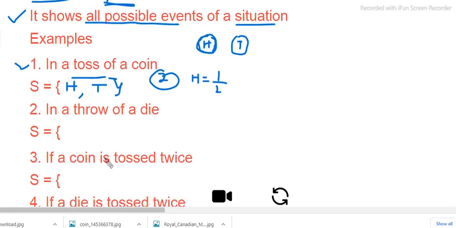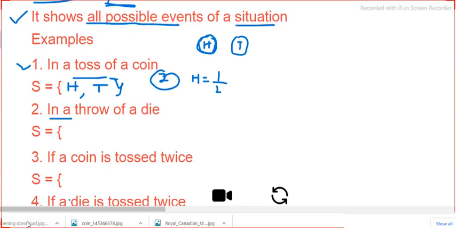So we also have the same for a die. A die is just a cubical object that is used to play the game called Ludo. So this is a die. The die has 6 faces. 1, this is 1 here. 2, 5, this is 6, this is 4, this is 3. So a die has 6 faces.